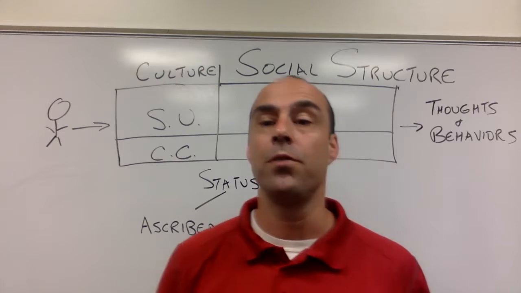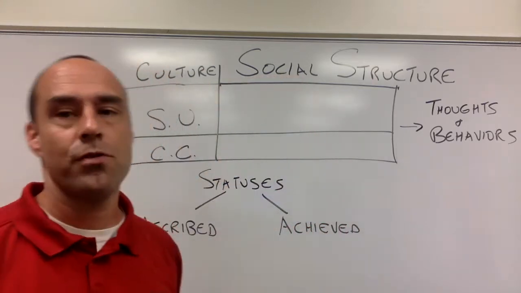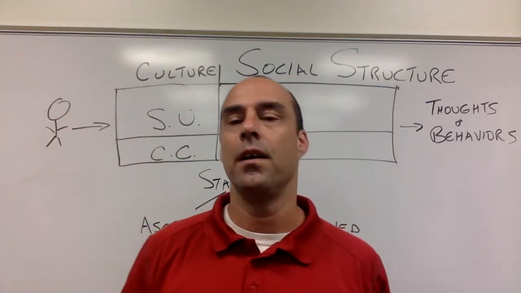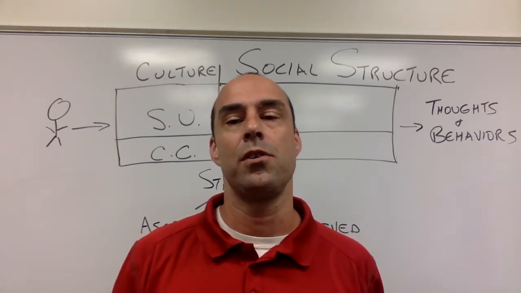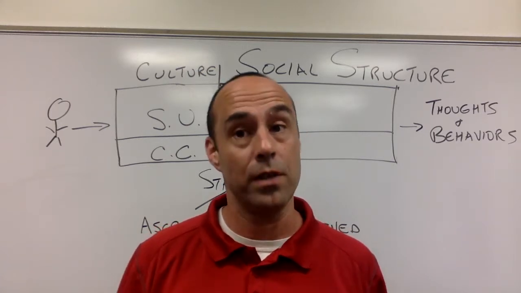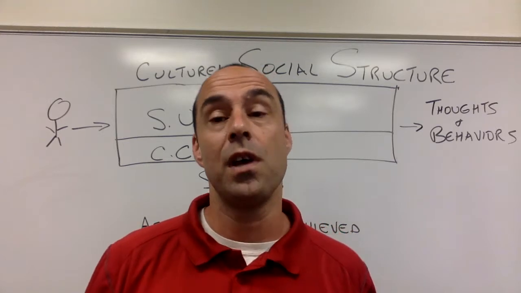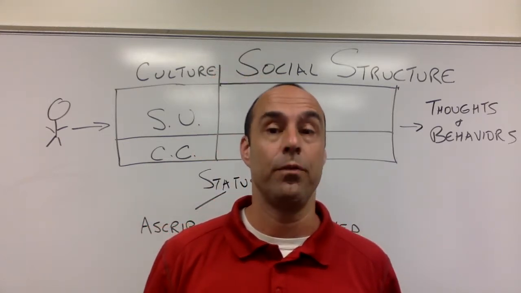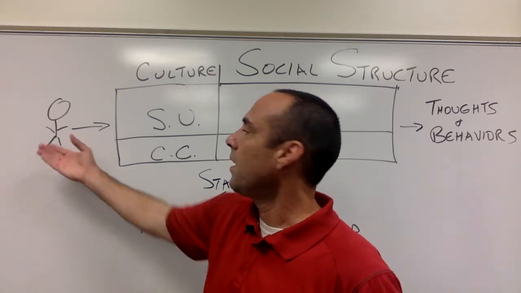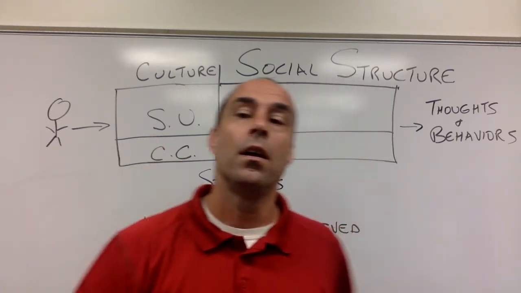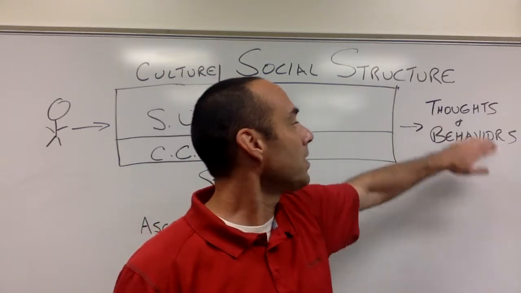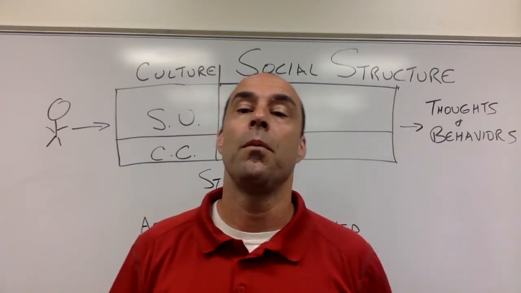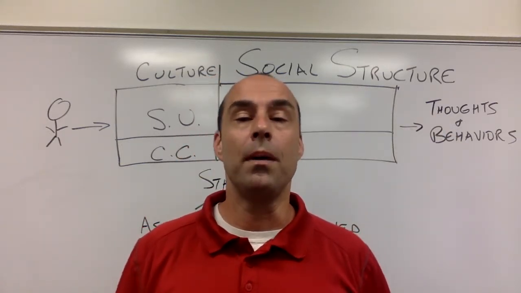Last time we introduced the idea of the social structure, the other side of the machine. So we've got two sides of the machine. One of them is culture, which largely determines or influences our thoughts. The other one is social structure, which largely influences our behavior. So put us into the machine. This is how thoughts and behaviors get produced. All right. So we talked about last time.